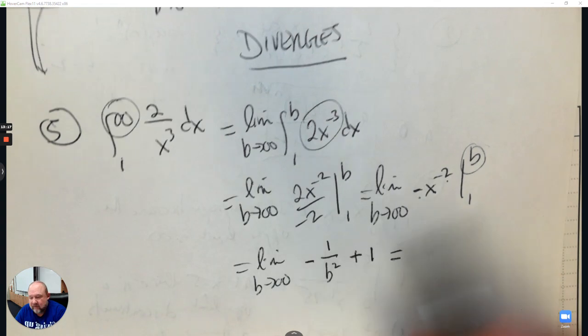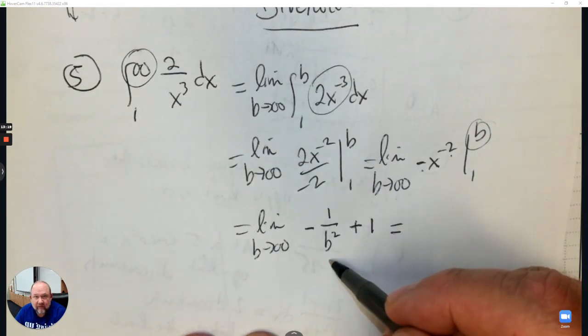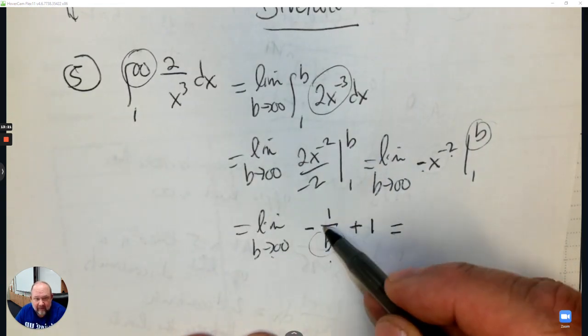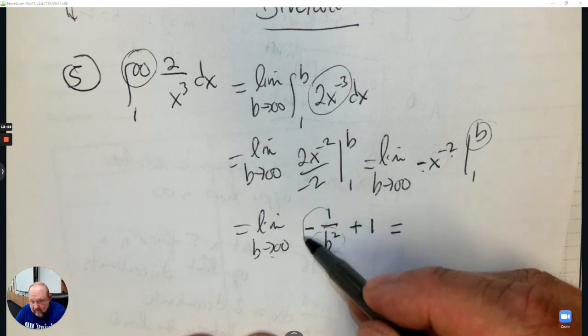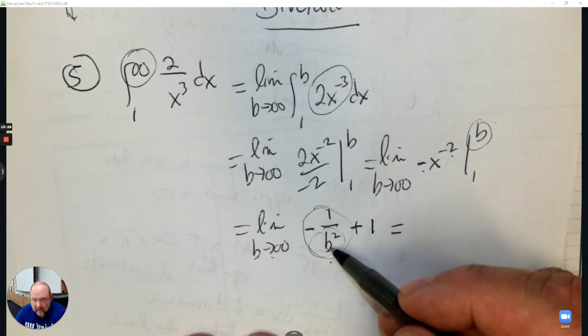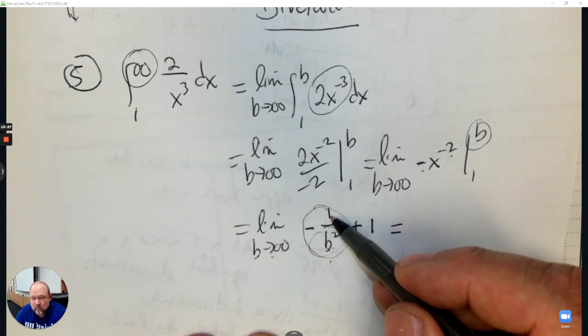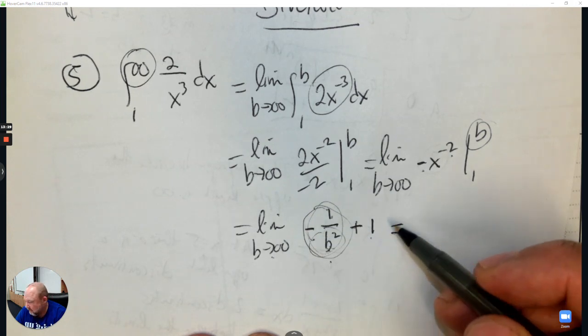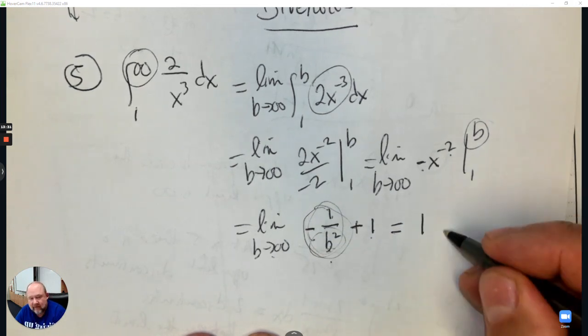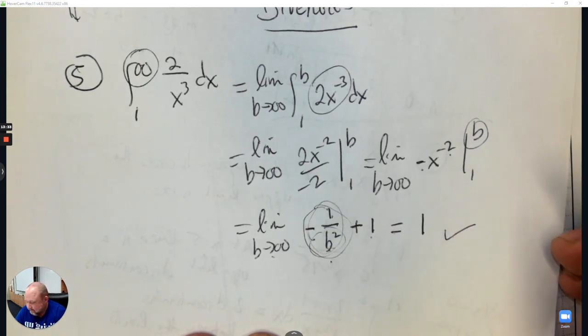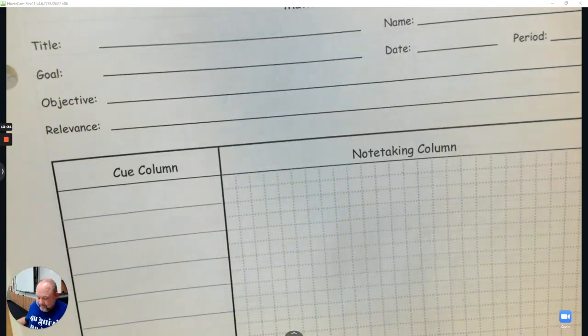And then the question is, does this exist? So when I plug infinity, what's 1 over infinity? Does this converge? The bottom is more powerful than the top. This converges to 0, which leaves me just the answer of 1, and you did it. All right, number 6.